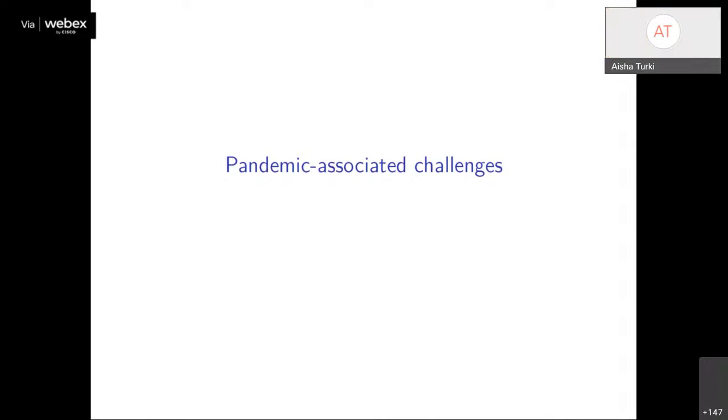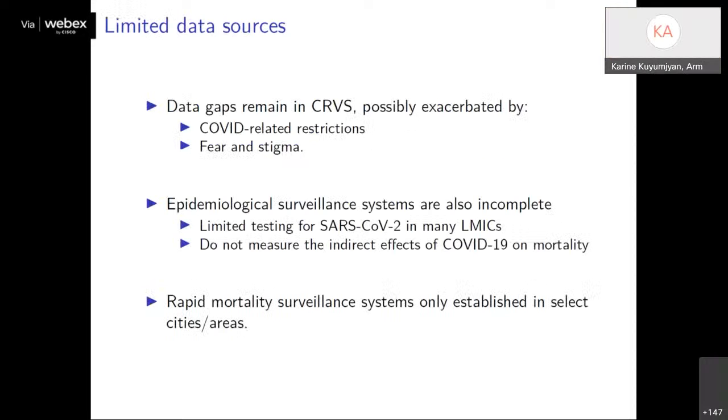Now, how does the pandemic come into play in this data landscape? So, first of all, safe to say that the data gaps remain in CRVS. They are possibly exacerbated by COVID-related restrictions that prevent people from registering a death or going to a registration office, and fear and stigma that might limit the use of some of those offices and services.